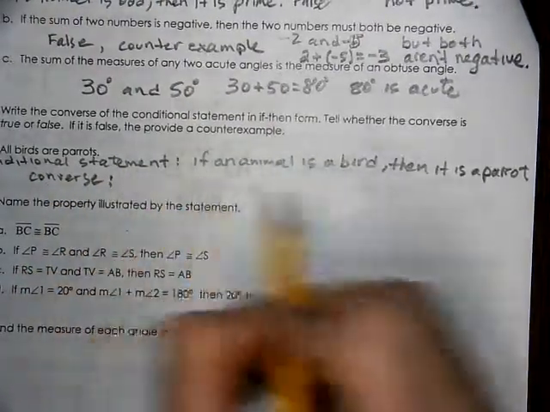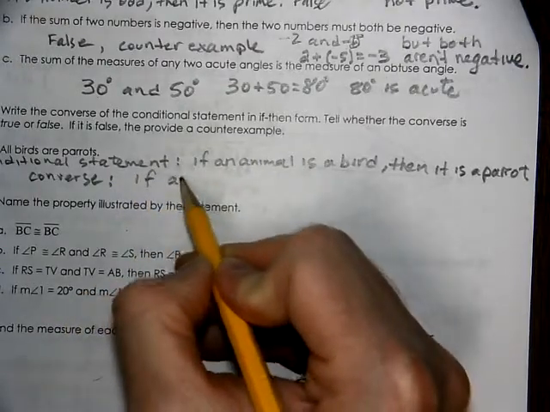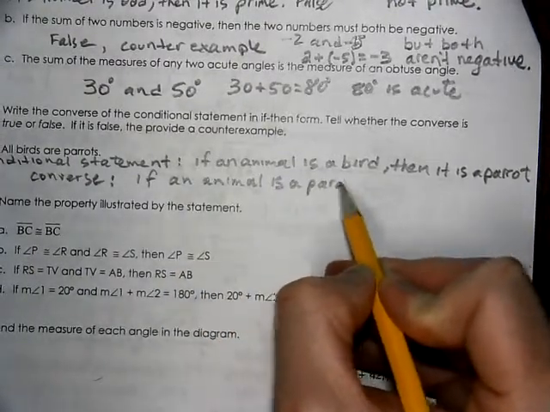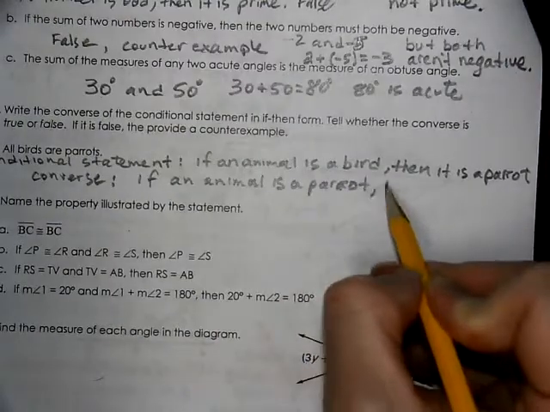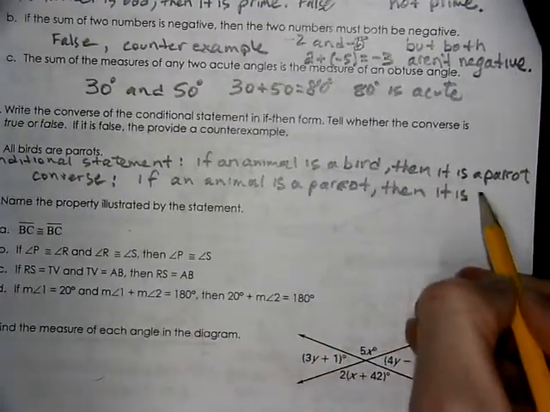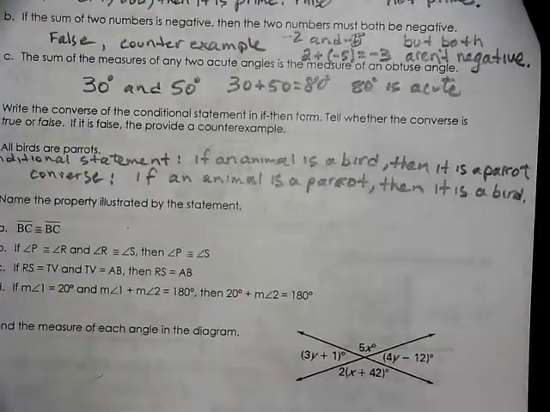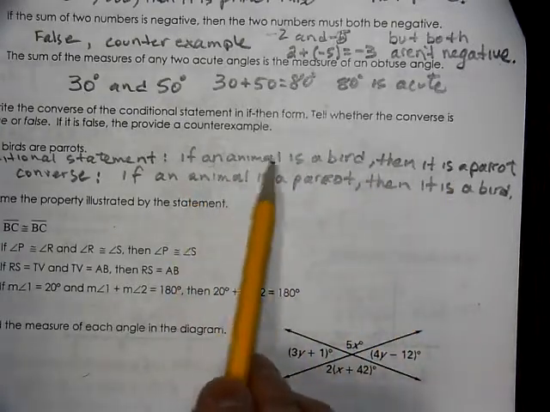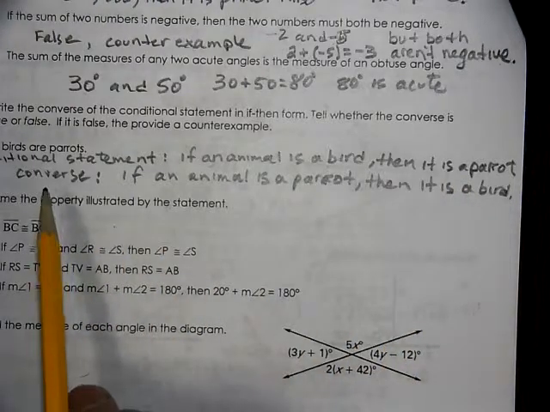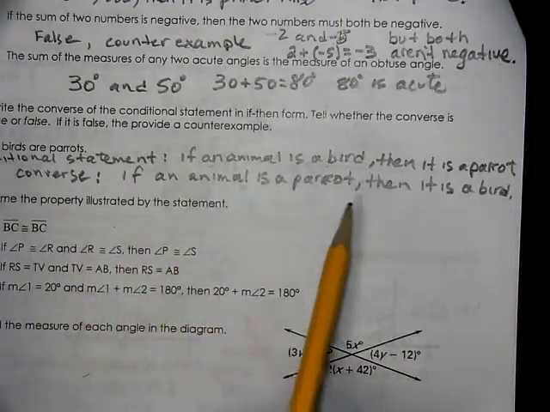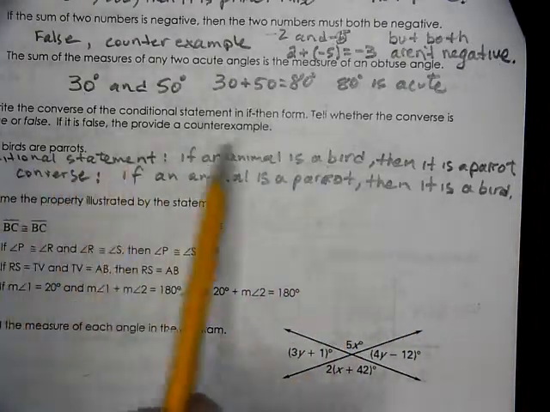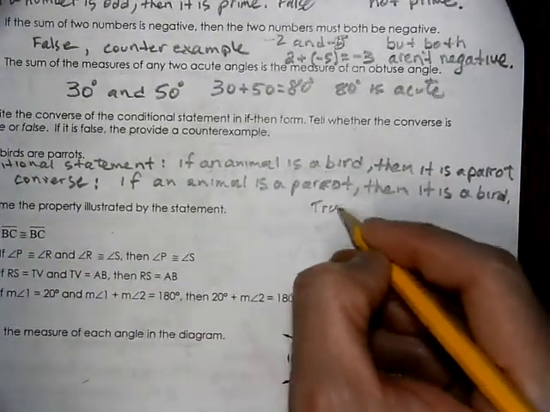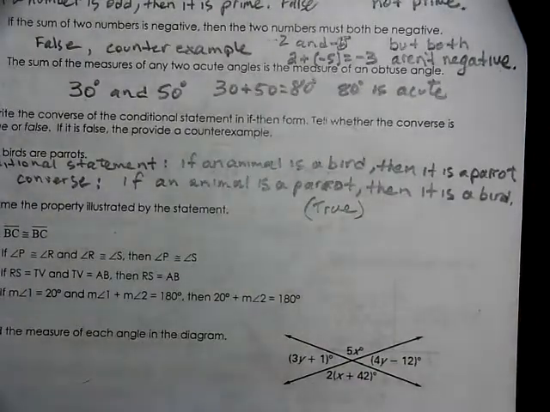The converse is going to be to switch those. If an animal is a parrot, then it is a bird. I believe the first one ends up being false because an animal can be a bird that's not a parrot. But the converse, if an animal is a parrot, then it is a bird, would be true. This says, tell whether the converse is true or false. The converse is true. So there's no need for a counterexample.